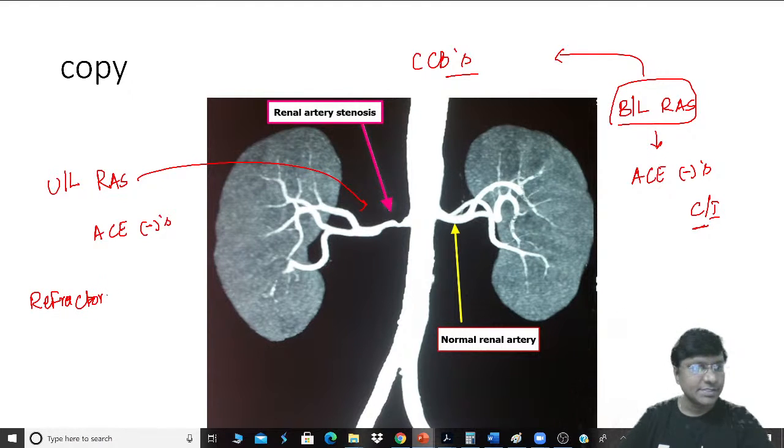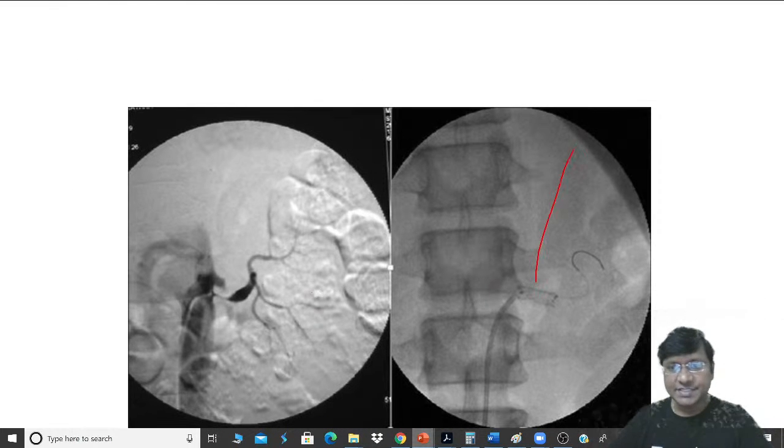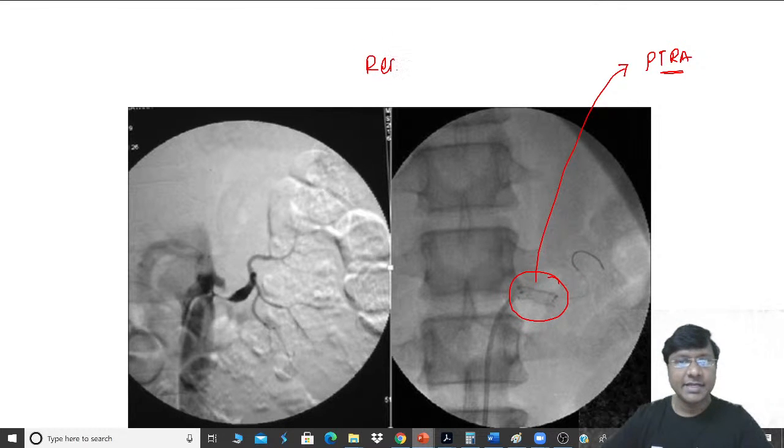Right, in refractory cases, the treatment for renal artery stenosis includes PTRA. So what is this PTRA? PTRA stands for percutaneous transluminal renal angioplasty. This is in case of refractory cases.